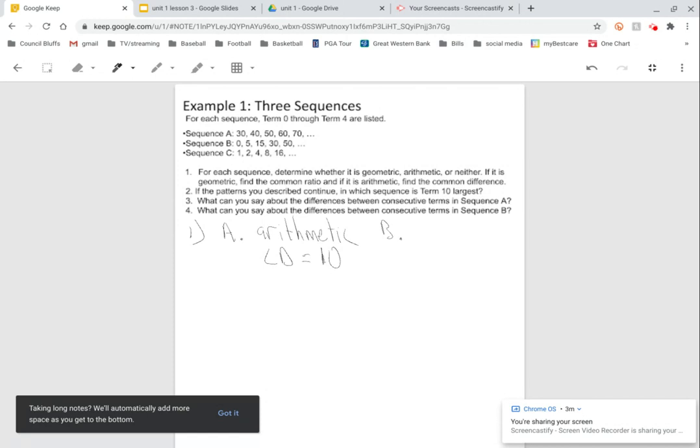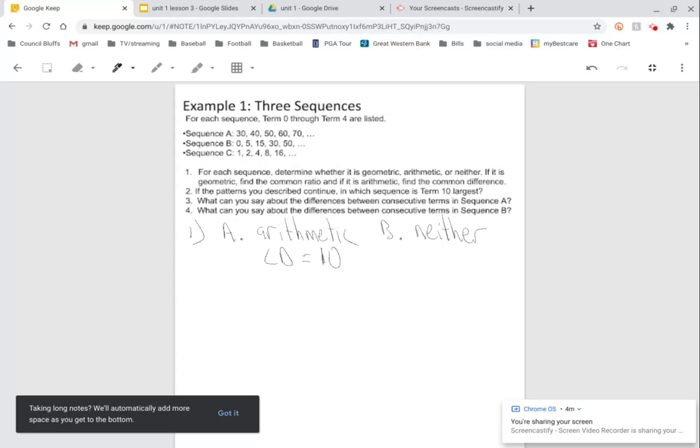Sequence B: 0, 5, 15, 30, 50. When I first look at that sequence, I notice that it can't be geometric because we're not multiplying. 0 to 5, 5 to 15 is multiplying by 3, 15 to 30 is multiplying by 2. So it's definitely not geometric. As far as arithmetic, 0 to 5 would be adding 5, then adding 10, then adding 15. So even though there is a pattern, we add 5, then 10, then 15, then 20, we're not adding the same number every time. So this is an example of a sequence that is neither arithmetic nor geometric.